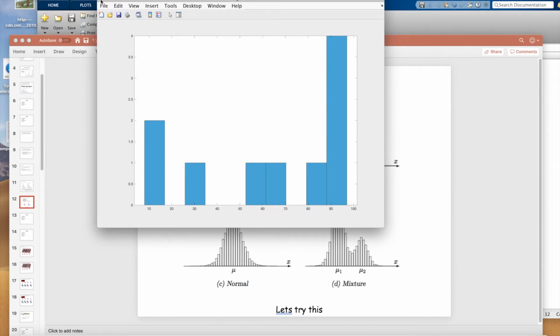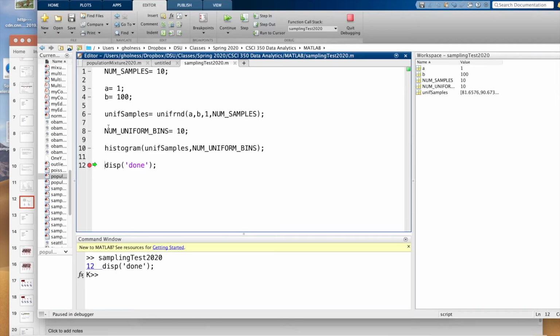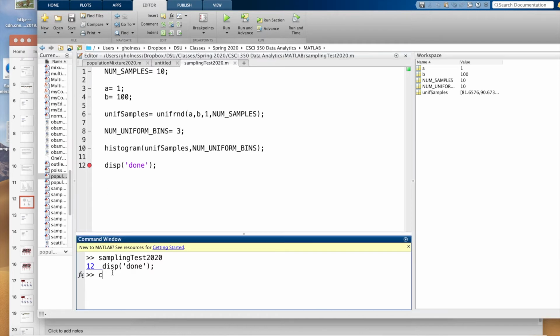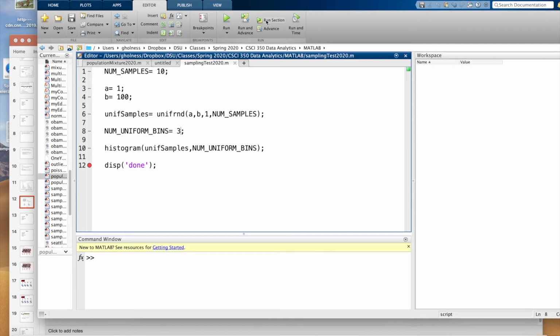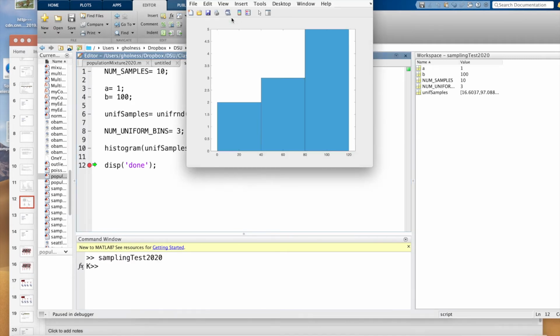Let's try this. We only had 10 samples. Let's look at the impact of changing the number of bins. So let's say there are three bins, right? So we went from 10 bins to three bins, and we did not change the number of samples. Clear, clc. So let's see what we get on our display. Okay, it was kind of like a stair step. Okay, well, it's better than the other one.